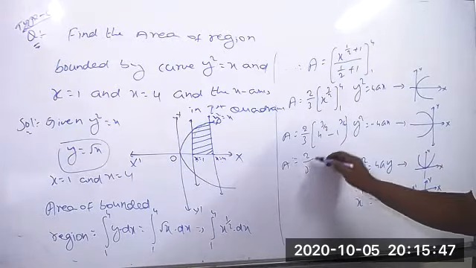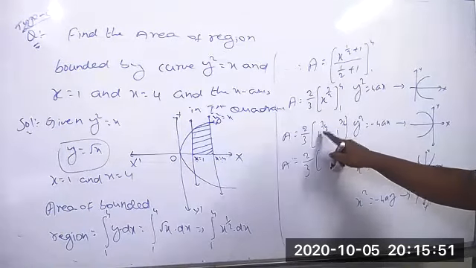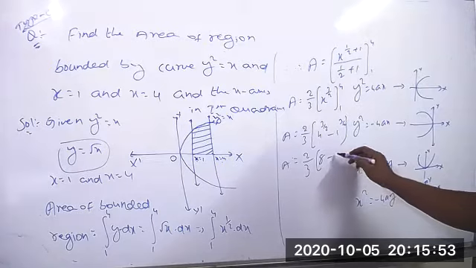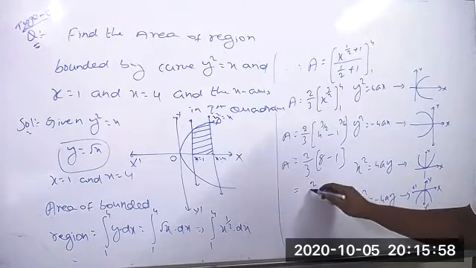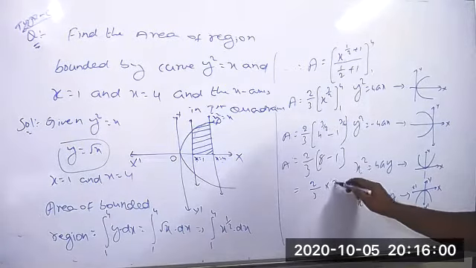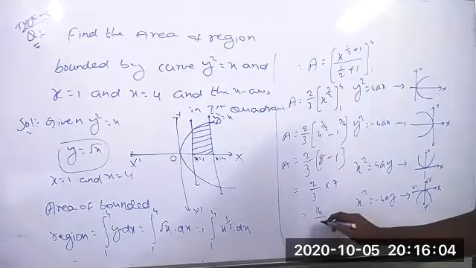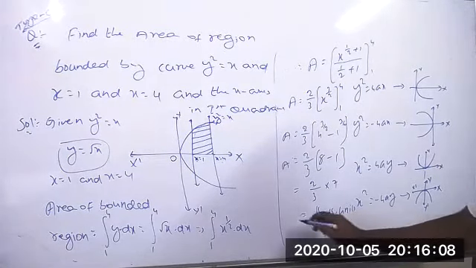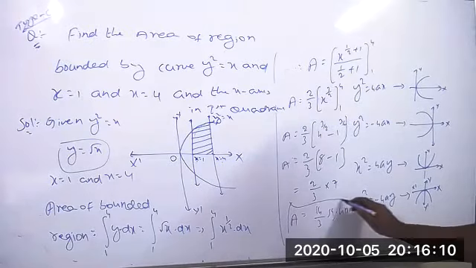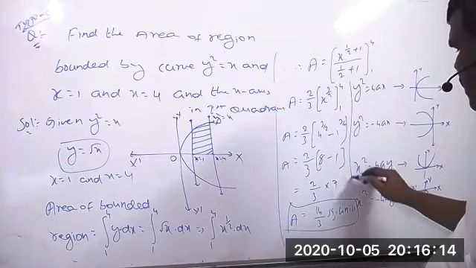So 2 by 3 into, 4 you can write as 2 square, and the 2 will be cancelled, so 2 cube means 8, minus 1, because 1 power anything equals 1 only. So 2 by 3 into 7, which is 14 by 3 square units. This is the area of the bounded region.